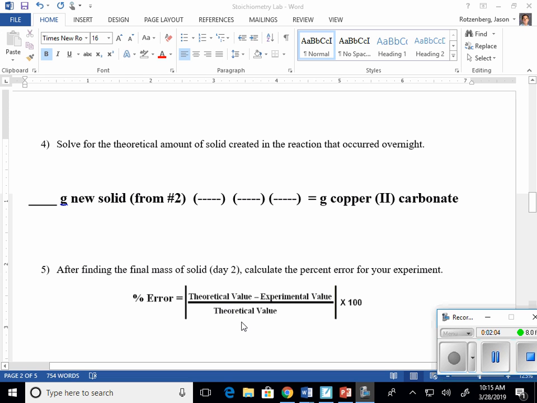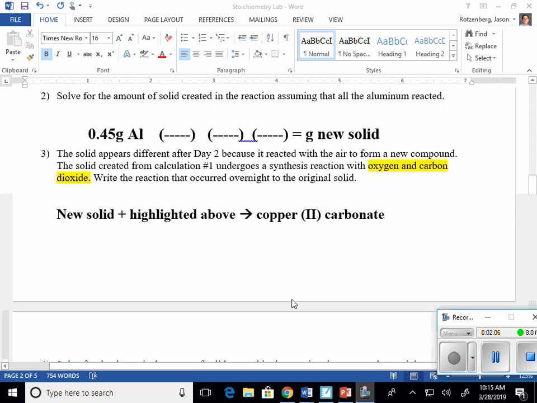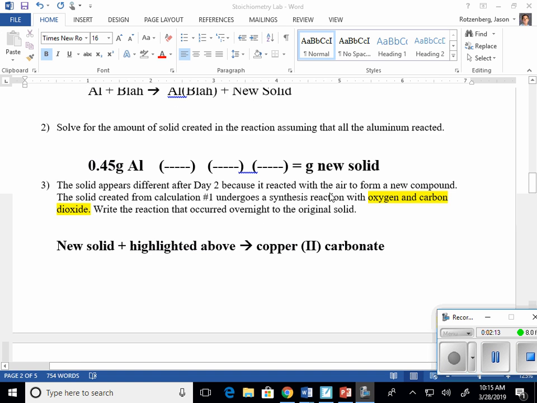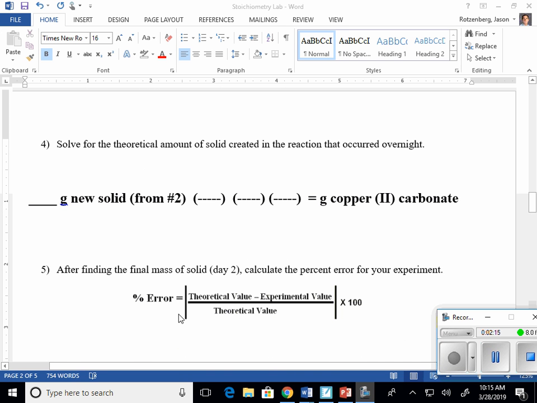Theoretical is right here for number 5 and here. The experimental value one student had is 2.75 grams. Some students are going to have close to 1 or 2% error when they calculate this. Other students are going to have closer to 20% error or somewhere in between.